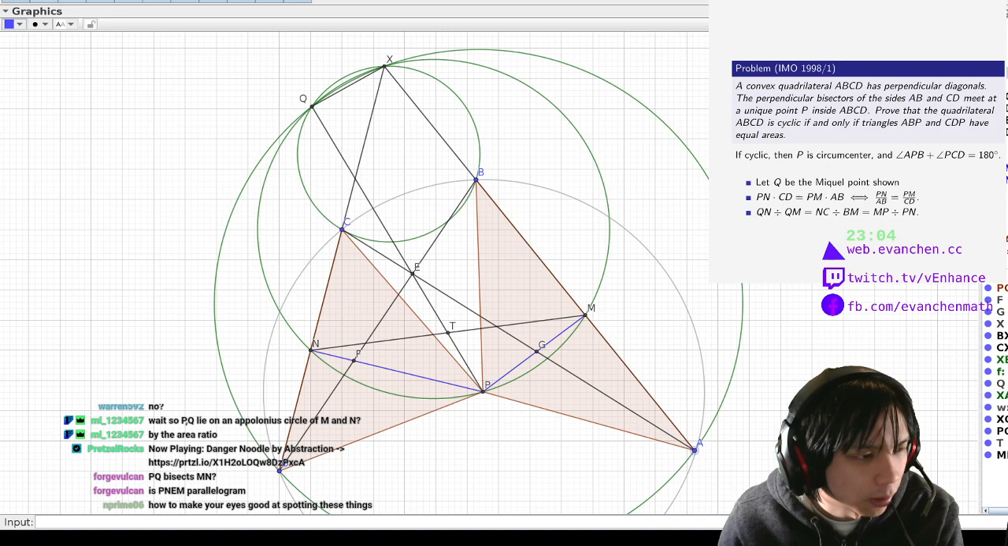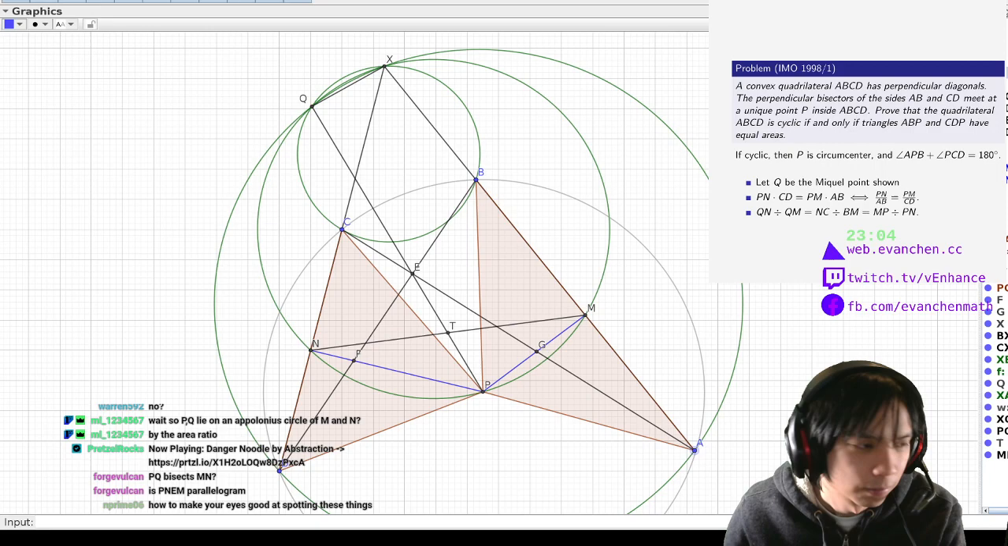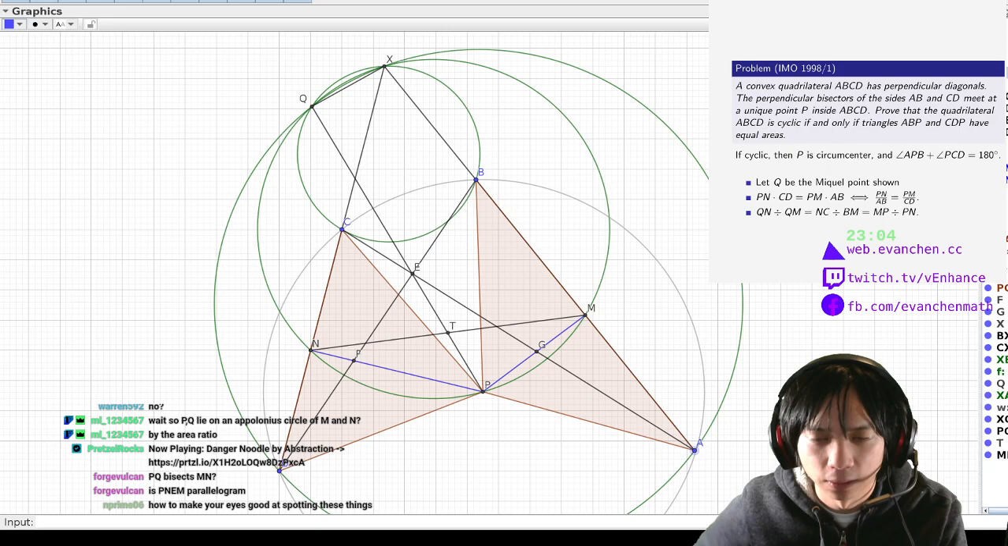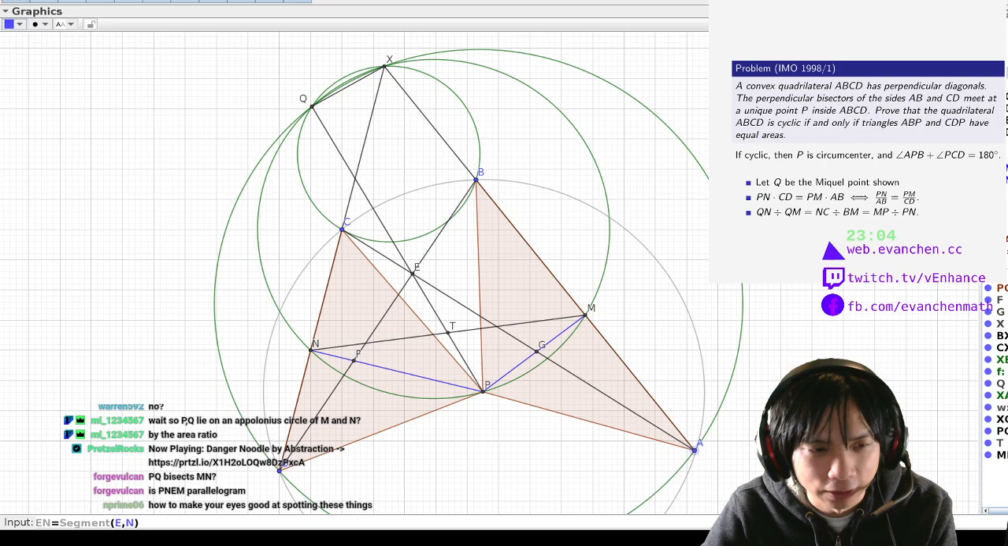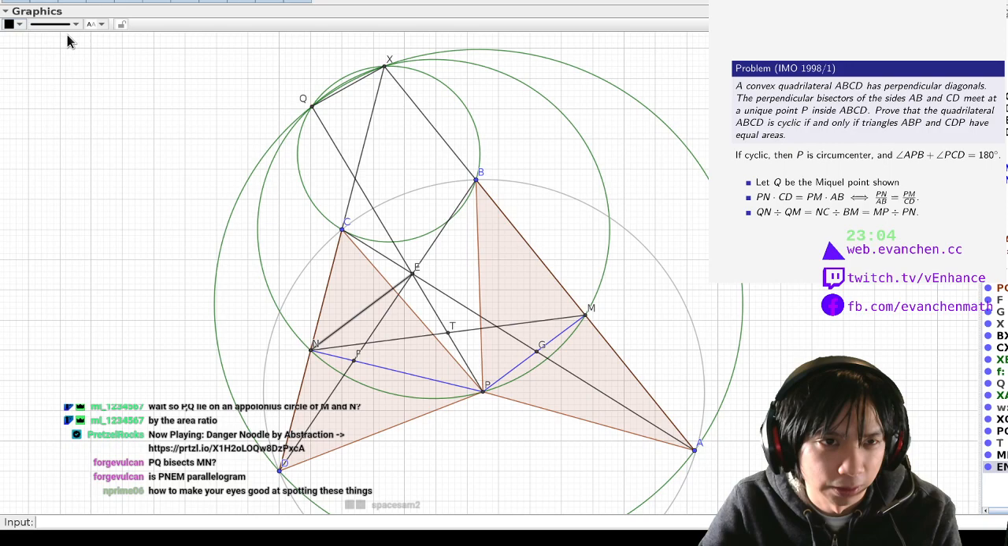How to make your eyes good at spotting these things? That is a skill you can practice. If you have more experience, you will notice them faster. I don't think there's a trick to it. If you've seen like 1,000 cyclic quads, then the 1,001st cyclic quad will be easier to notice because of the layout of the points.